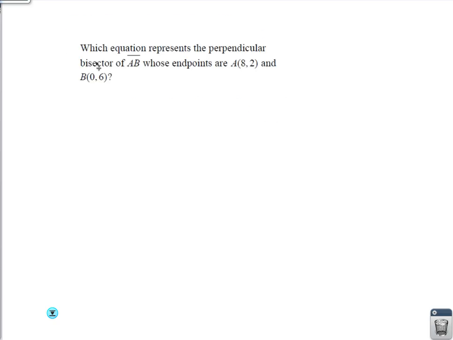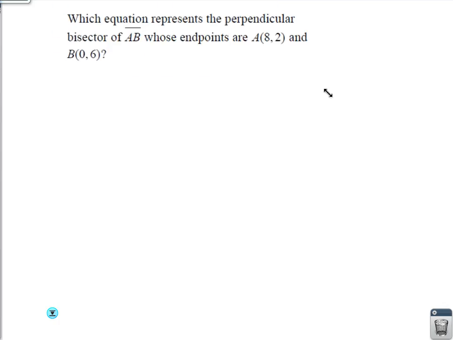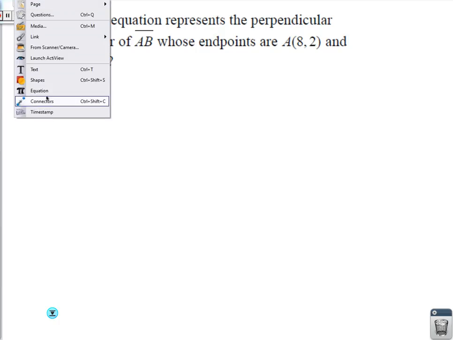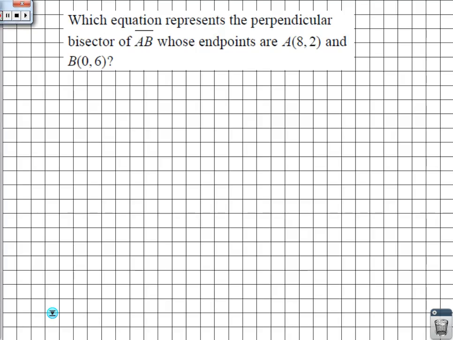Oh, this is big. I'm putting more of these on here, so you might want to start this. Which equation represents the perpendicular bisector? And let's graph this and see it. Which equation represents the perpendicular bisector of AB, if A is 8,2 and B is 0,6.